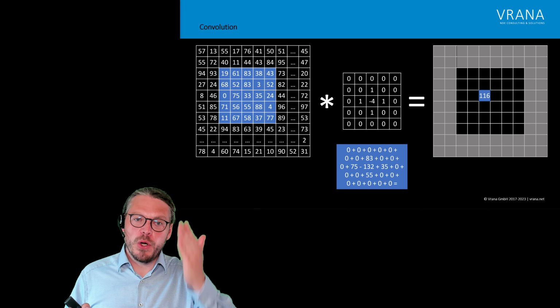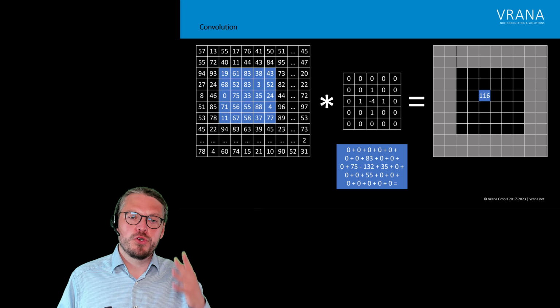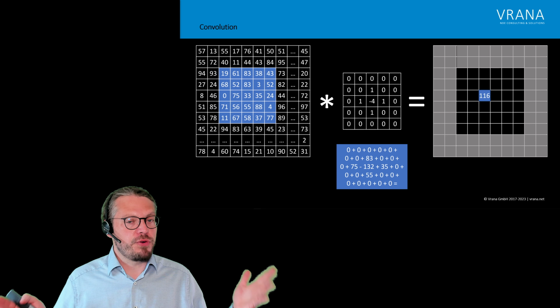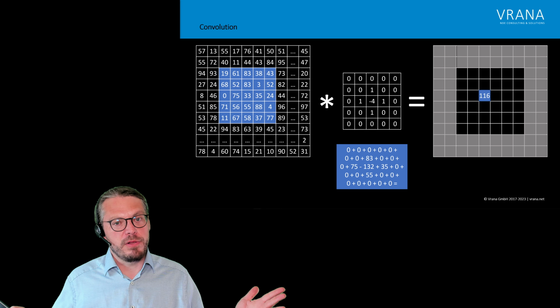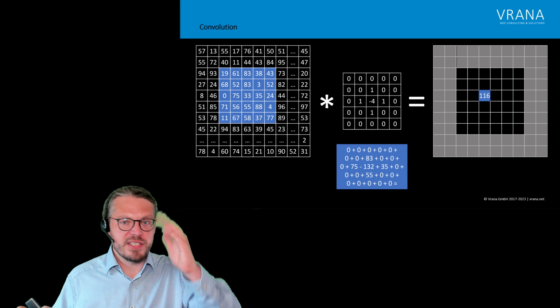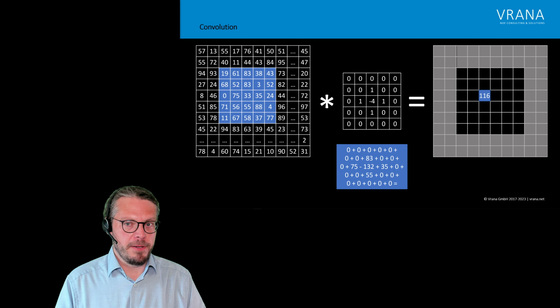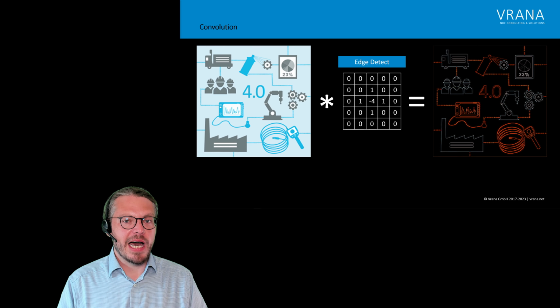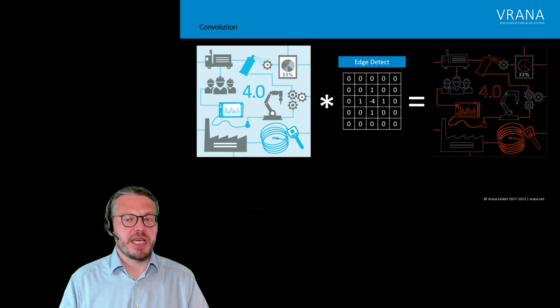Now, you don't have to use a 5 times 5 convolution kernel. You can also use a 3 times 3 or a 7 times 7 convolutional kernel. It's just this one which I picked for this example. And finally, this is how this result, this edge detection, is calculated.